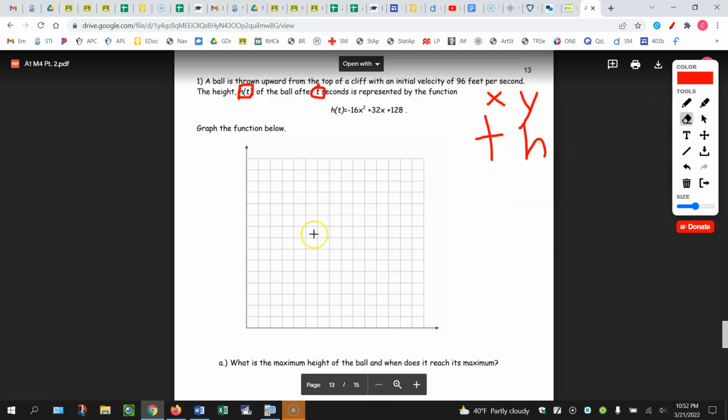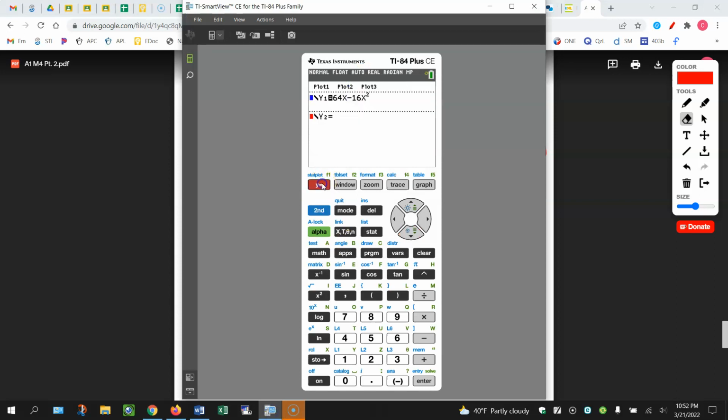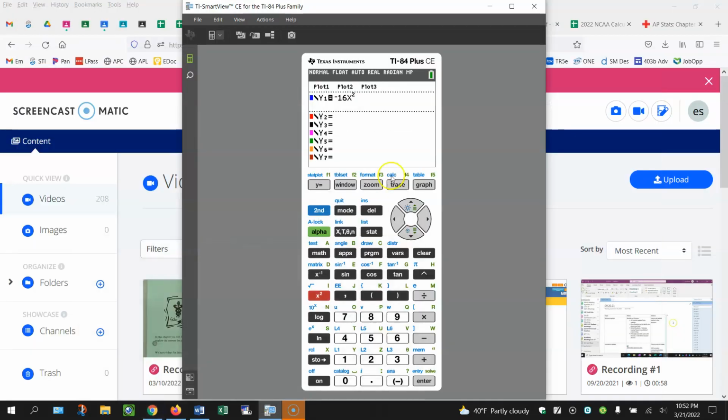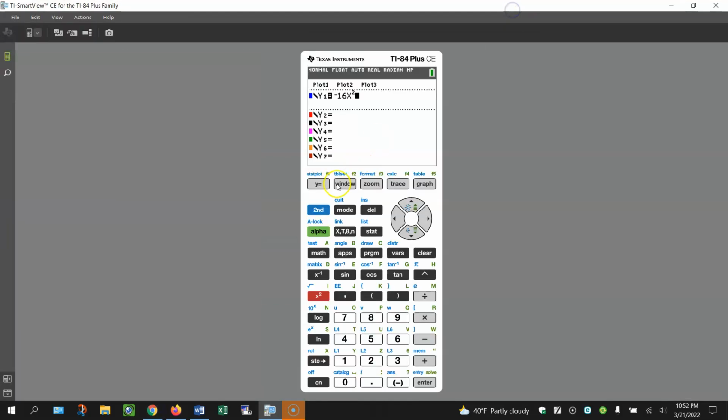Okay, so we're going to go to the calculator. We're going to type in this function. So you're going to have to go back, clear out what you have, and type in negative 16x squared plus 32x plus 128. Okay, hit graph.